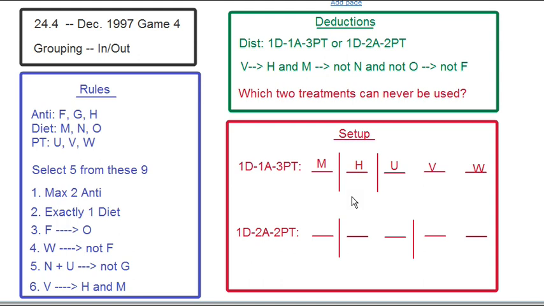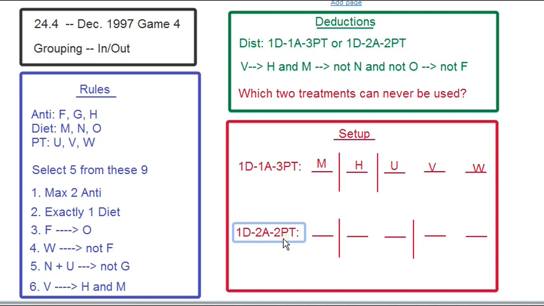So if we go with the 1-1-3 distribution, three physical therapies, one antibiotic, one dietary regimen, this is the only solution available to us, all right? So, by the way, going back to this question, which two treatments can never be used? Well, we know that none of these treatments are going to be the answer to that question because these all can be used in this particular solution, okay? But what about it here?